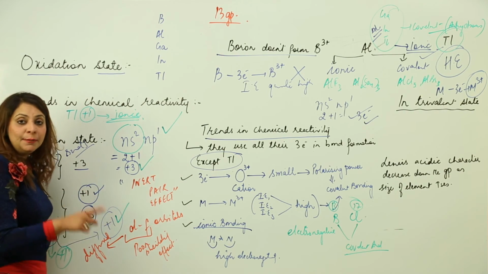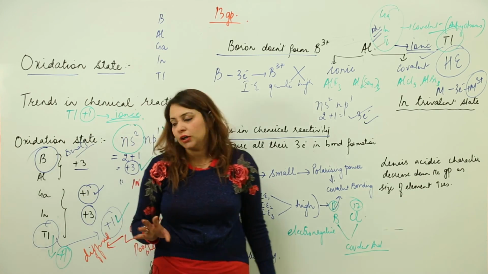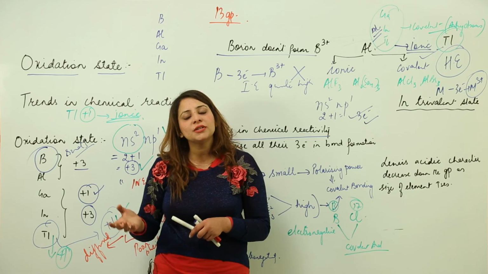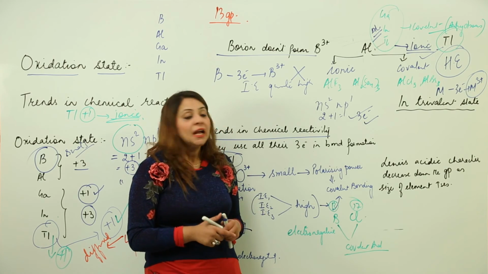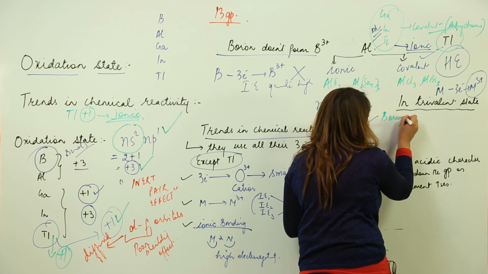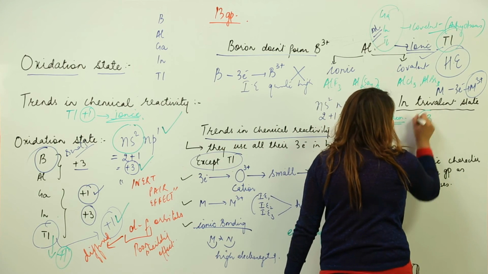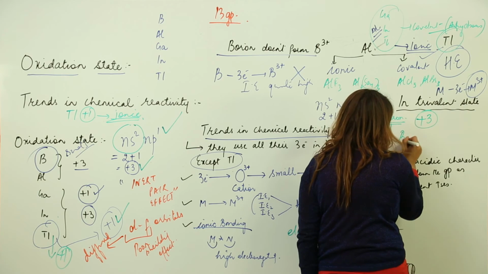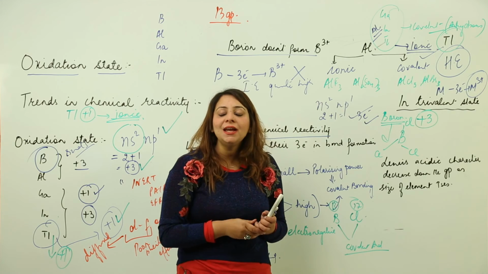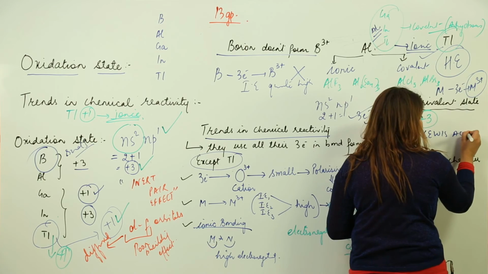But thallium in the +1 oxidation state is going to show an ionic bond. So you need to be familiar with which oxidation state shows ionic bonding and which shows covalent bonding. Another important feature we have seen in the boron family, for all the members, is that whenever they are in the +3 oxidation state, like if I take the example of BCl3, they act as Lewis acids.